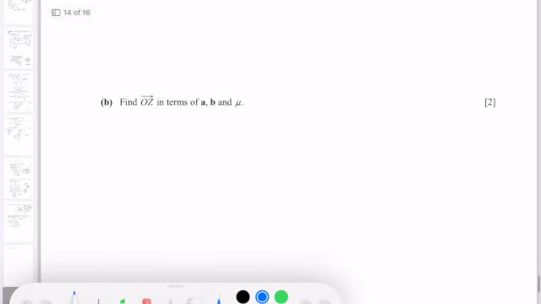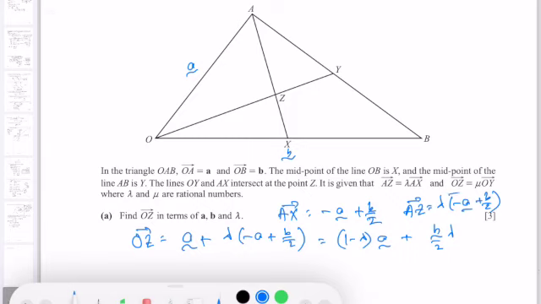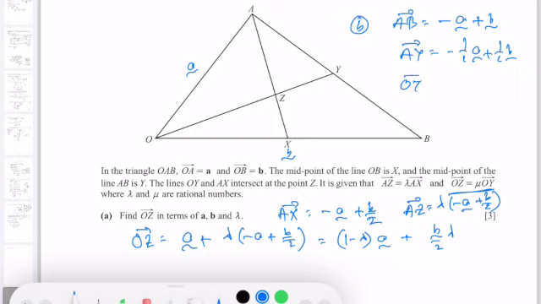Now we need to find OZ using this condition. AB is minus a plus b, and then AY equals half a plus half b. Okay, that's fine. We got AY. So OY will be a minus half a plus half b. That means half a plus half b. This is OY.